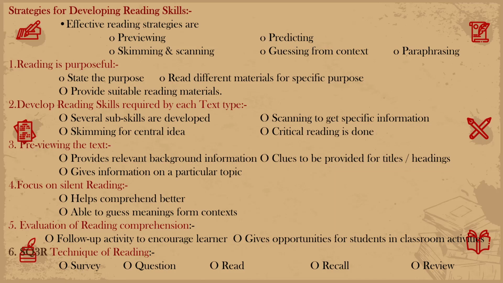Next one is previewing of the text. We need to have the clues provided, and it gives particular information on a particular topic when we read the clues. Next, we have to focus on silent reading because it helps us to comprehend better. Next, evaluation of reading comprehension. We have to do the follow-up activity to encourage the learner, which gives opportunities for students to participate in the classroom activities. And finally, we have the SQ3R technique of reading: survey, question, read, recall, and review.